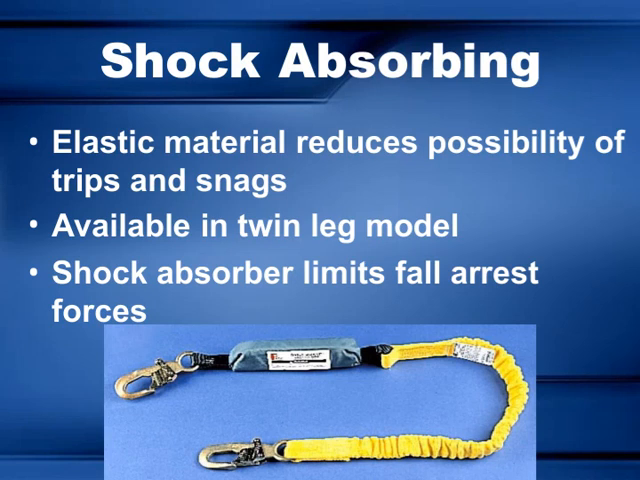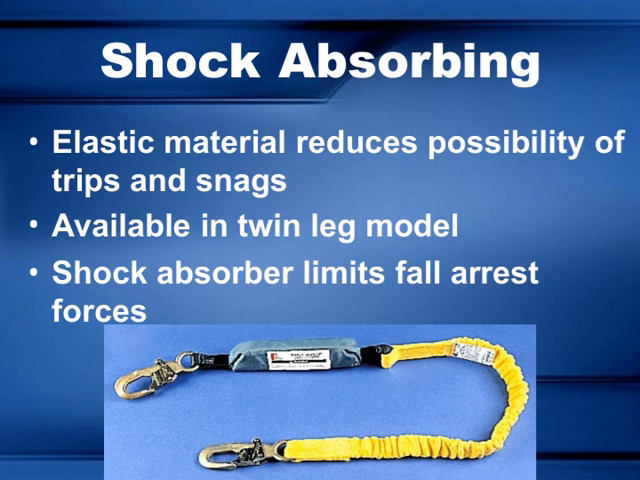Elastic material reduces the possibility of trips and snags, making the safety harness more comfortable and safer to wear during use. This flexibility helps prevent accidents caused by catching or snagging on objects in the environment. It's an important feature that enhances overall safety by minimizing common hazards. The harness is also available in a twin leg model, which provides added security and versatility, especially in situations where more freedom of movement is needed or when working at different heights.